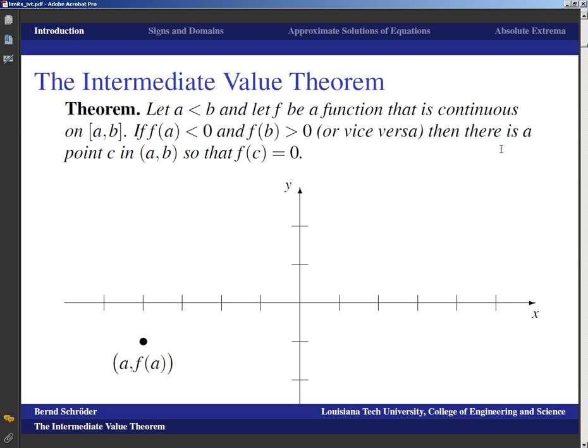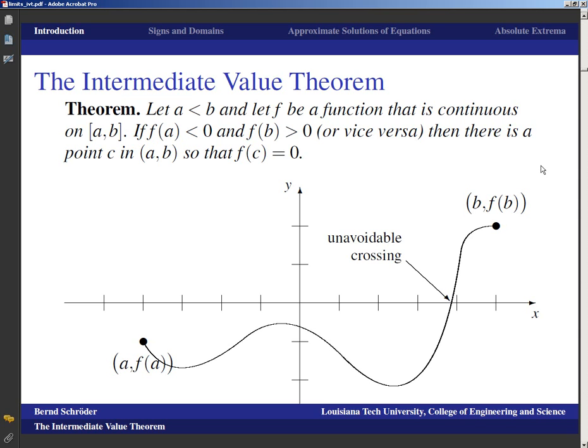Suppose you come from below the axis and you're supposed to end up above the axis. Remember that continuous functions can be drawn in one pencil stroke, which means that no matter what you do with this function, no matter what you want to do to avoid this crossing, it's going to happen ultimately, because otherwise you would not be able to link up with the point on the right side. So this crossing here is unavoidable.